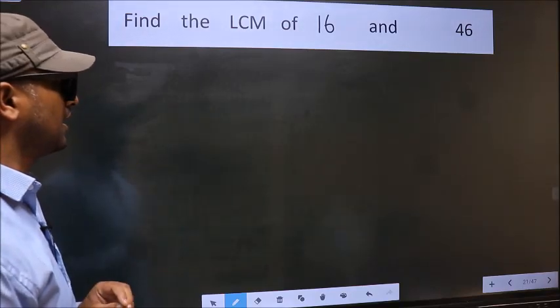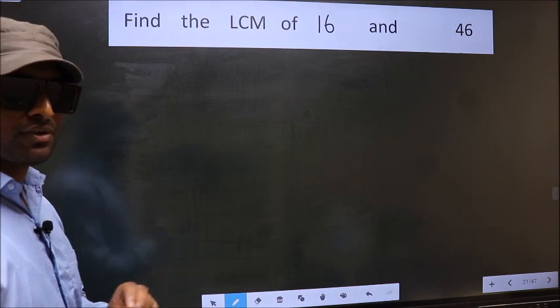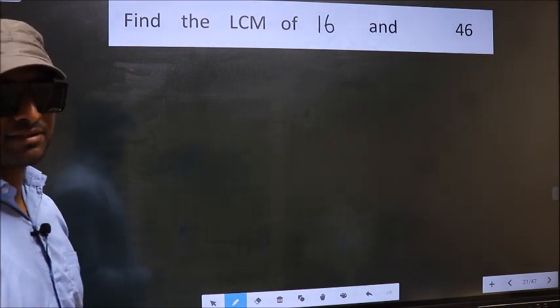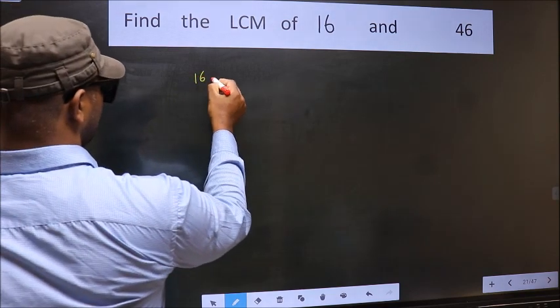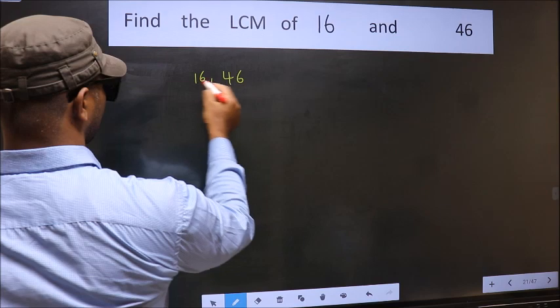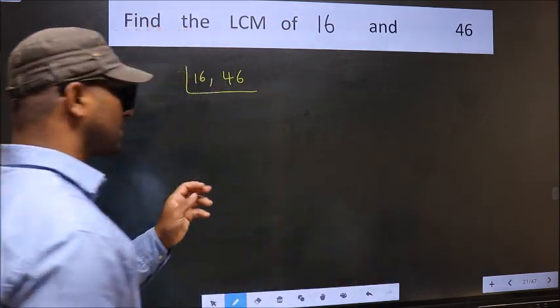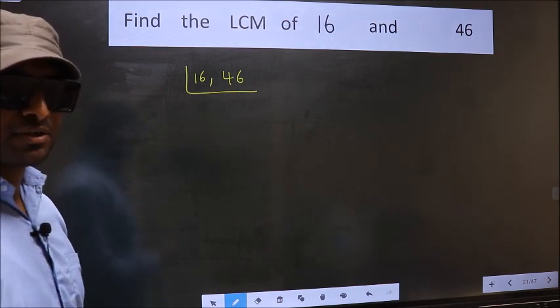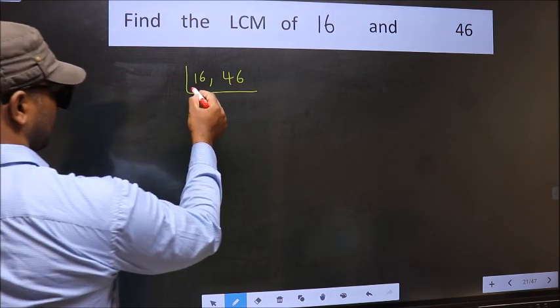Find the LCM of 16 and 46. To find the LCM, first we should frame it in this way. See, that is 16, 46. This is your step 1. Now you should focus on the first number, which is 16 here.